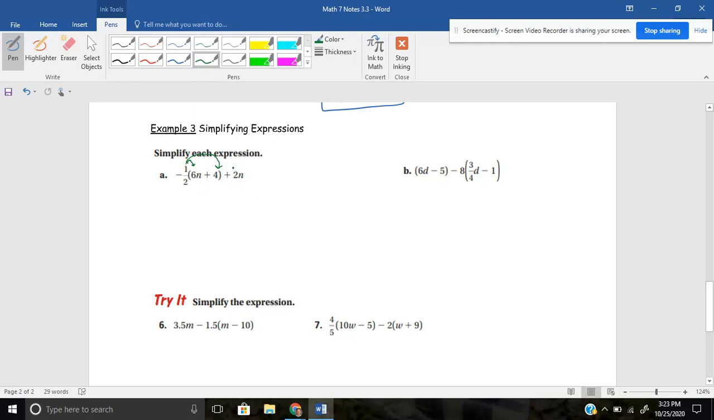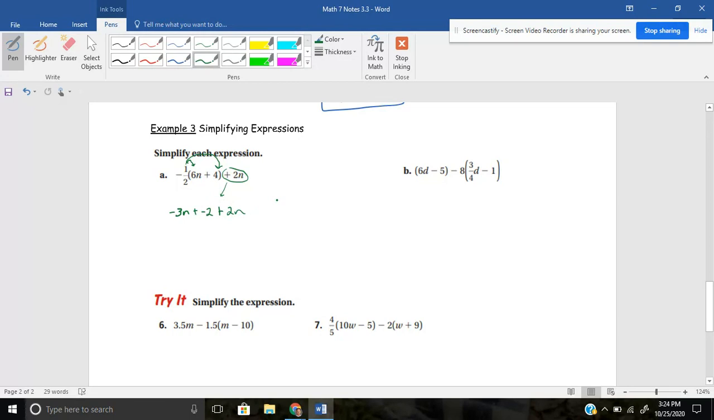Okay, so first I'll just distribute my negative half. So I'm taking essentially half of this. So what's half of 6n? Well, that'd be 3n. And then a negative times a positive, different signs, gives me negative. And then what's half of 4? That would be 2. And then again, a negative times a positive would give me a negative. So plus negative 2. And then what I'll do is I didn't do anything with my plus 2n yet. I'm going to bring that down in my expression.